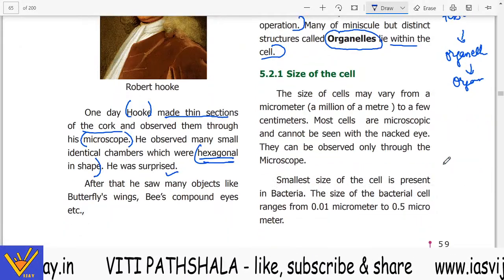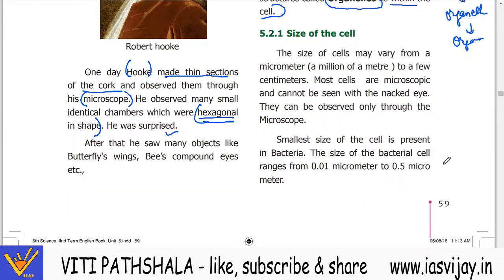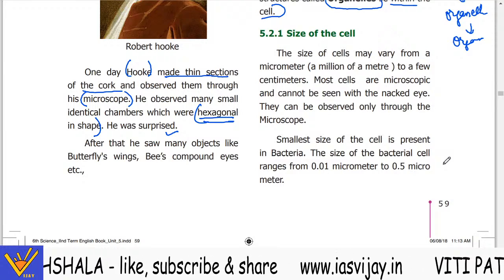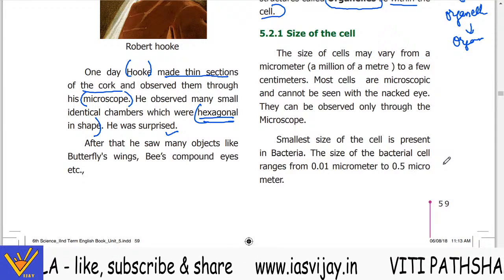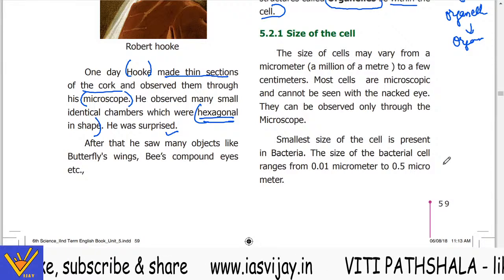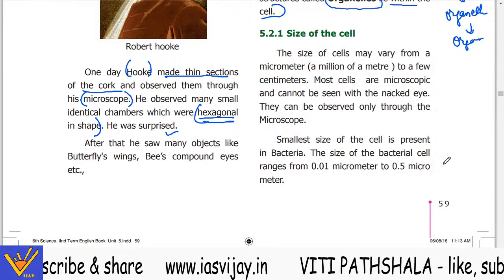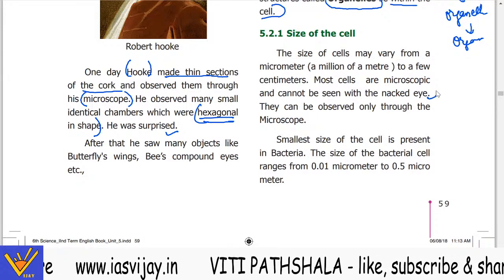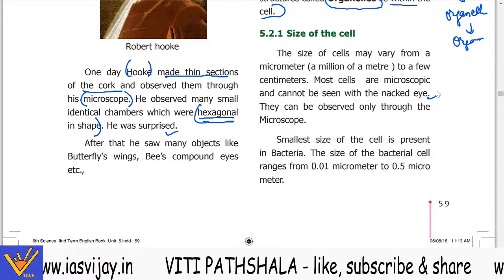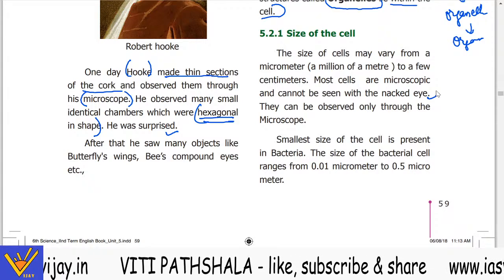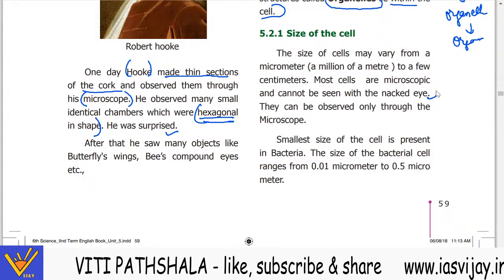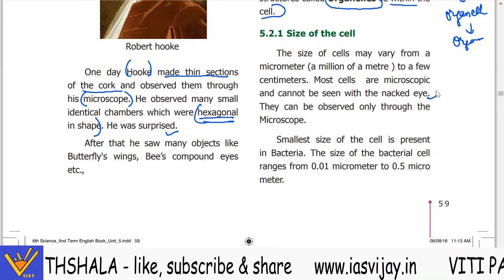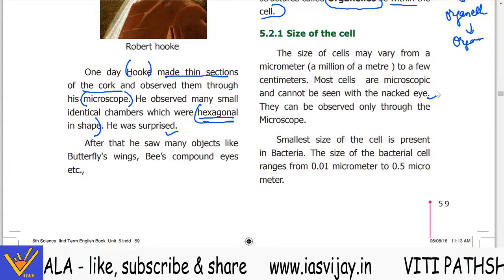Now, size of a cell. The size of cells may vary from a micrometer, a millionth of a meter, to a few centimeters. Most cells are microscopic and cannot be seen with the naked eye. When I was in school, we used to do an experiment. When we went to the laboratory, we used to take the peel of an onion, and we used to see the cells in the microscope.